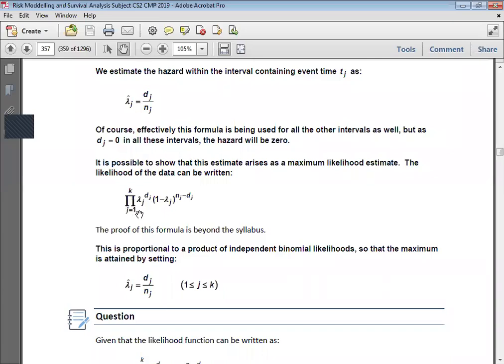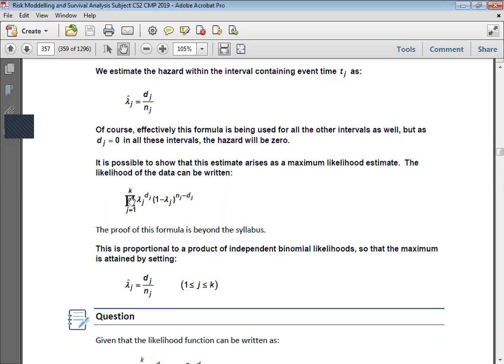So if you see, this goes from 1 to k, not from 1 to the t that I was observing. So not from 1 to 30, this will go from 1 to 5. Why? Because we have chopped our time intervals and we have only defined 5 different time intervals. So now each dj and each nj and each lambda j will correspond to each particular k that we have observed.